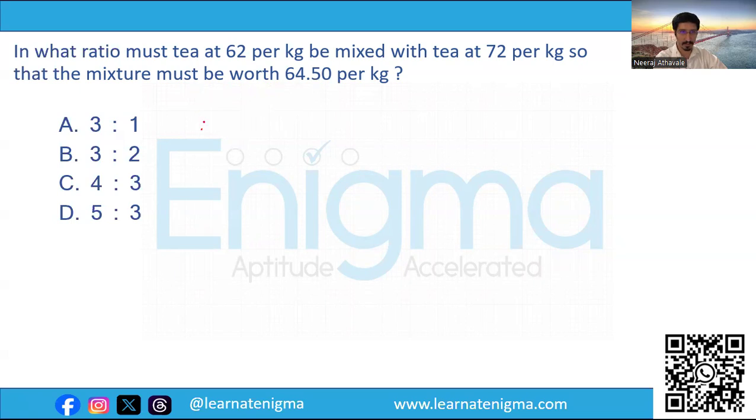In such questions, we write down the first mentioned cost price in the left top corner, the second mentioned cost price in the right corner, and we write down here the cost price of the mixture, and we do cross subtraction. When we do cross subtraction, we get the ratio of the quantities.